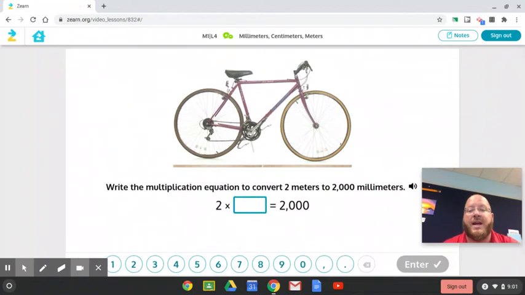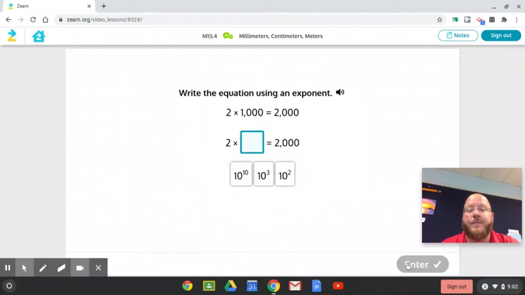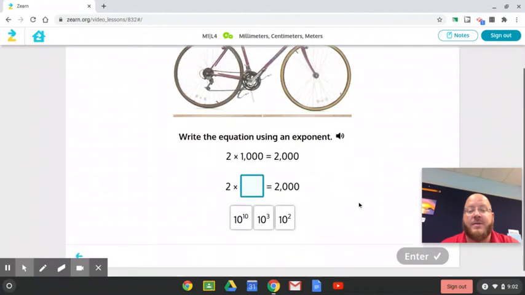So we did 2 times 1,000, because there was 1,000 here and 1,000 there. So there was 2 sets of 1,000. So 2 times 1,000. Now, what is that in an exponent? Well, it's 10. How many zeros do I have? 1, 2, 3 zeros. That means I need a 3, because that's 10 times 10 times 10.